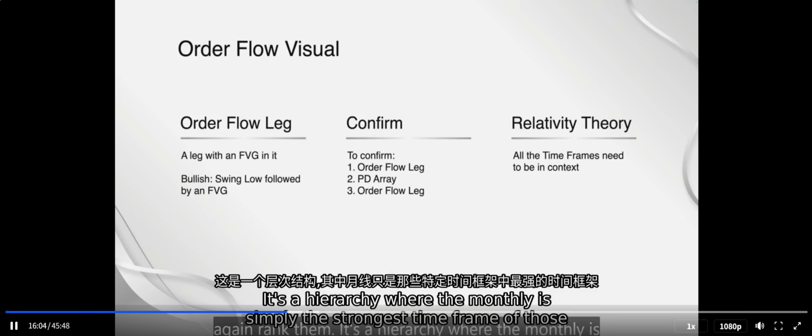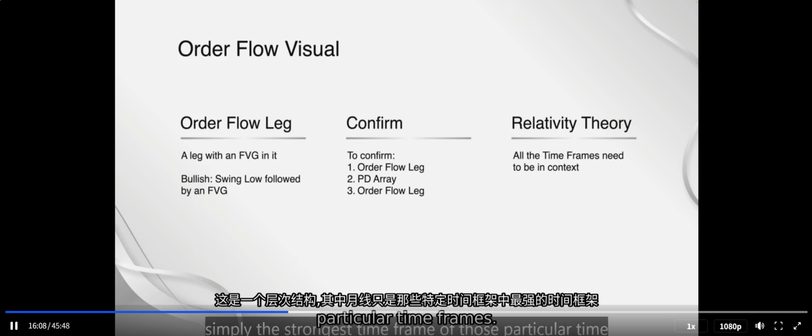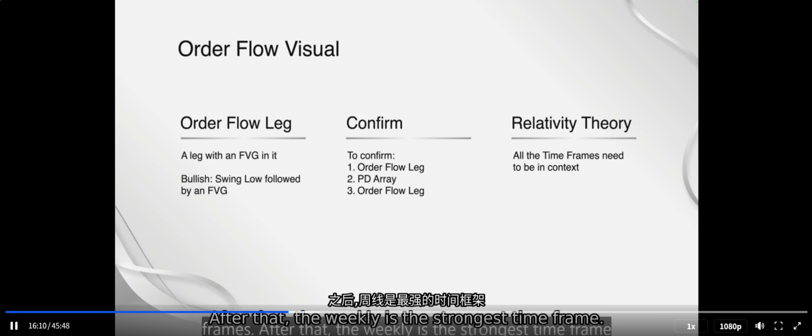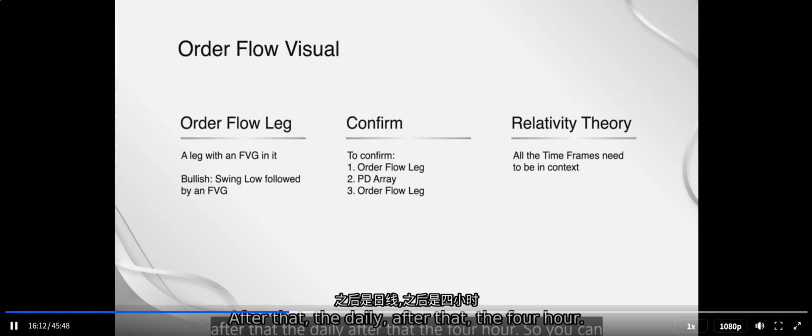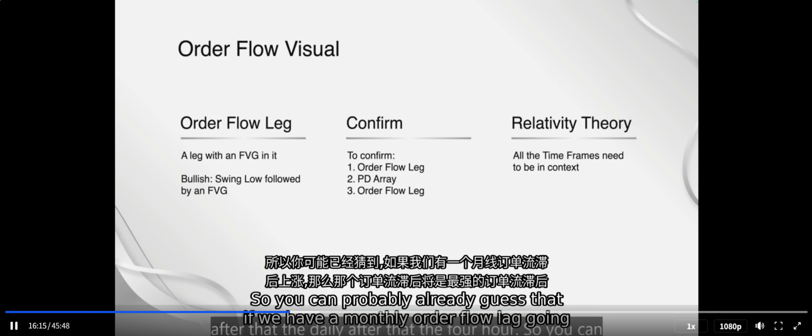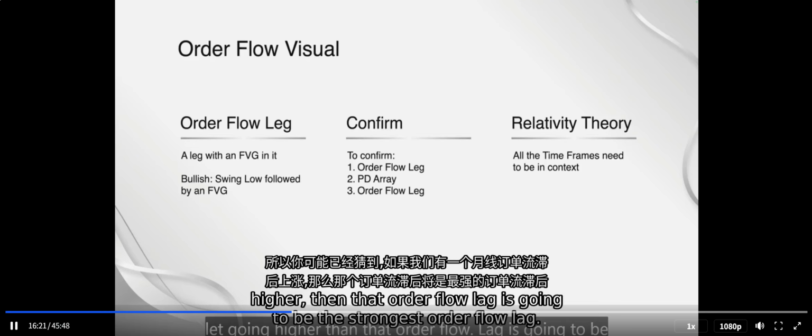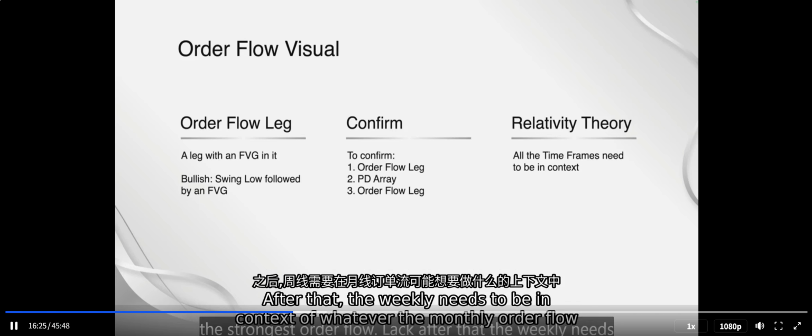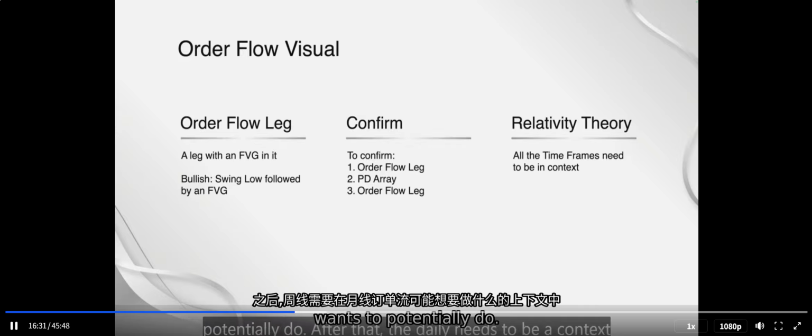It's a hierarchy where the monthly is simply the strongest time frame of those particular time frames. After that, the weekly is the strongest time frame. After that, the daily. After that, the 4 hour. So you can probably already guess that if we have a monthly order flow leg going higher, then that order flow leg is going to be the strongest order flow leg. After that, the weekly needs to be in context of whatever the monthly order flow wants to potentially do.